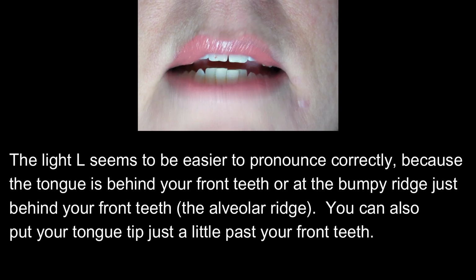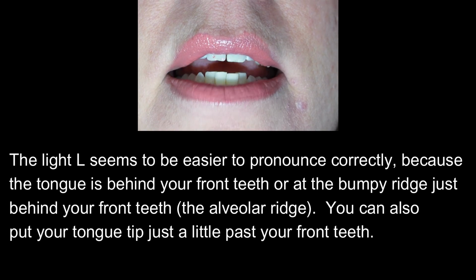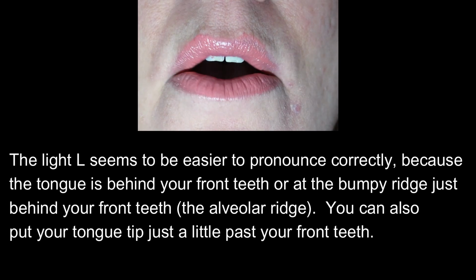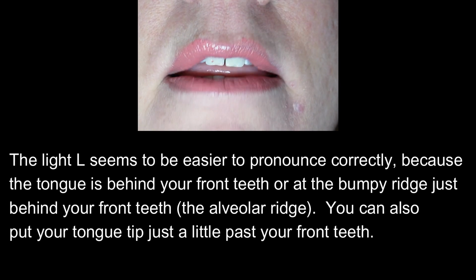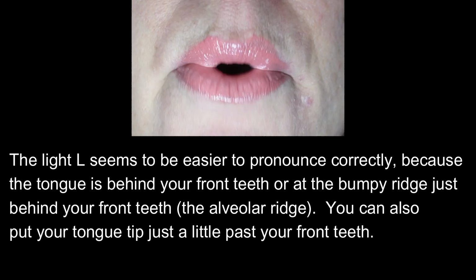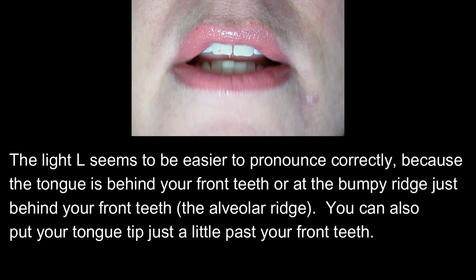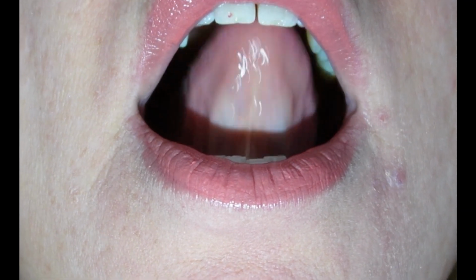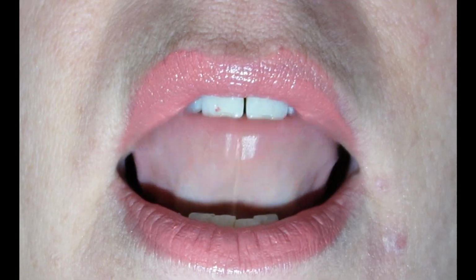The light L seems to be easier to pronounce correctly because the tongue is behind your front teeth or at the bumpy ridge just behind your front teeth, the alveolar ridge. You can also put your tongue tip just a little past your front teeth. Behind your teeth, just past your front teeth.